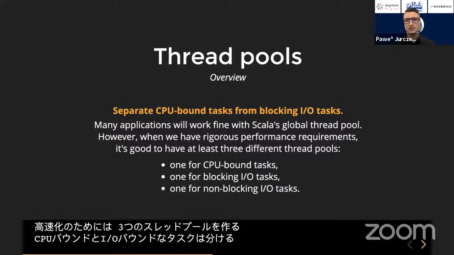Okay, in such cases, a good rule of thumb is to use at least 3 different thread pools. So we'll have a different thread pool for CPU bound operations, a different thread pool for blocking IO operations, and a different thread pool for non-blocking operations.